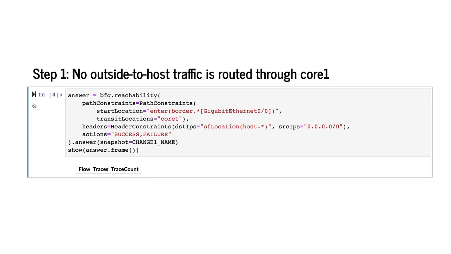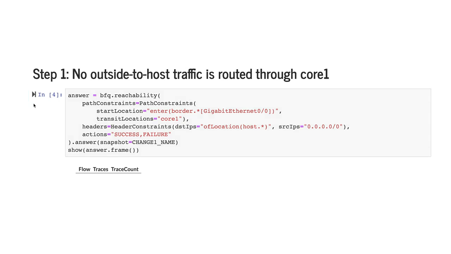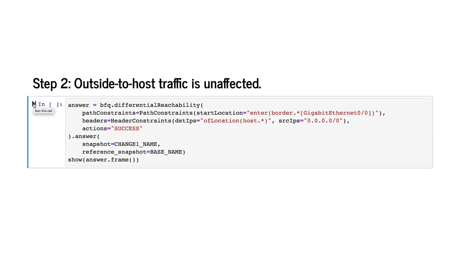Good. Reachability was unable to find any external to host flow that transits core 1, so we know we have successfully costed it out. Now let's validate that costing out core 1 has no unintended effects. To do that, we'll compare the forwarding behavior of the change snapshot against the original using the differential reachability question. Batfish will search for flows that match the specified criteria in one of the snapshots, but not the other. There should be no differences since external to host reachability should be the same going through core 2 as it is going through core 1.